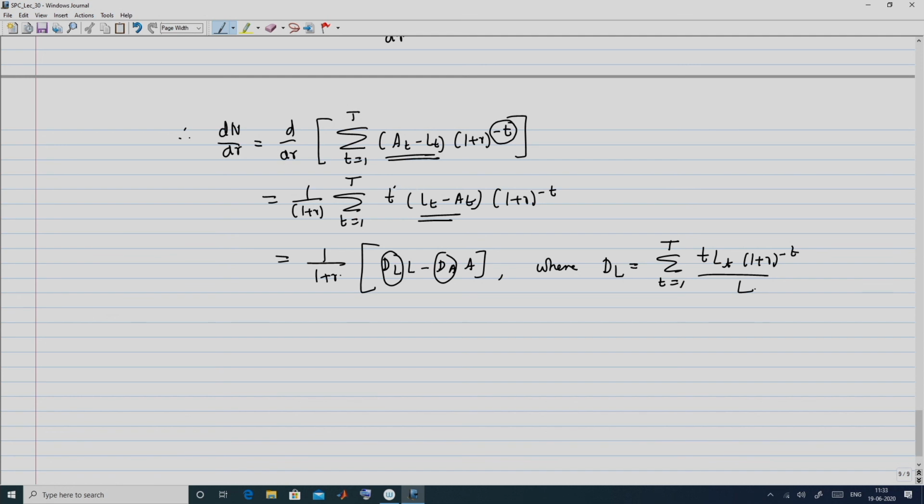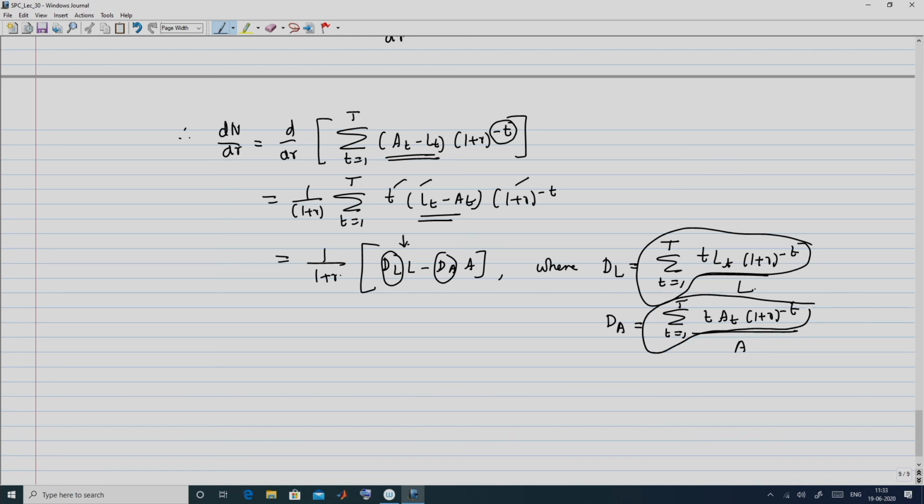So, here this term t L_t into (1 plus r) raised to minus t, this is going to be this term here, and that is dL of L, which is how I get this term here. And in an identical manner, the duration of the assets is going to be the summation of t A_t into (1 plus r) raised to minus t over A, and t is equal to 1 to capital T. So, again this term is the one that we have here, and accordingly this term is going to be dA into A that we obtained here.